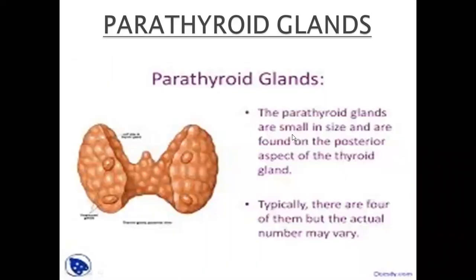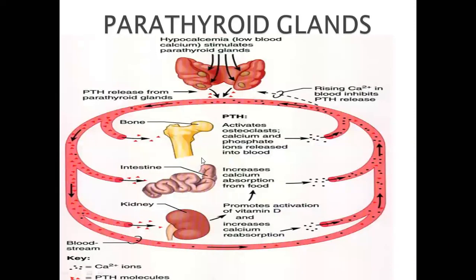What are the parathyroid glands? You can see here they are small in size and are found on the posterior aspect of the thyroid. Typically there are four of them, but the actual number may vary. These are 1, 2, 3, 4. Let's see what their function is.